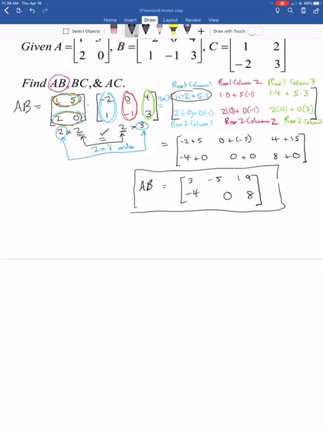Now I want to move on. I want to show you another example. Say I wanted to find the product BC. Let's find BC together.